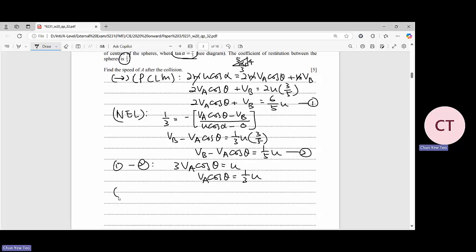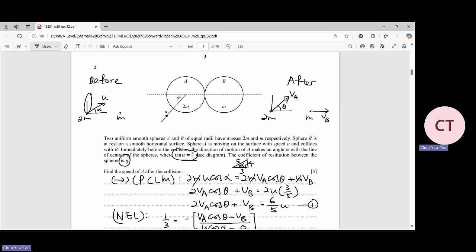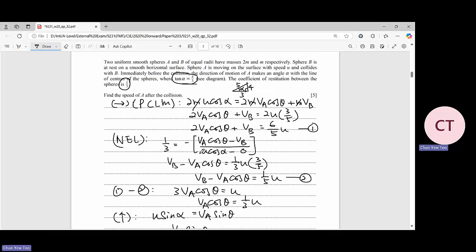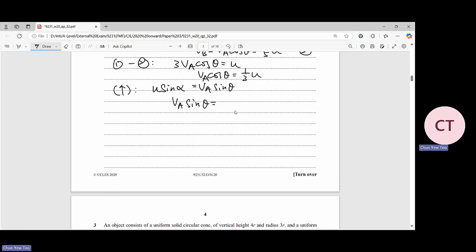Then if you consider the one that is parallel to the direction of collision, over here you will have the u sine alpha, okay? If you consider this one, u sine alpha will be equal to VA sine theta. So your VA sine theta, from this triangle, sine alpha is 4/5, so it's 4/5 u.